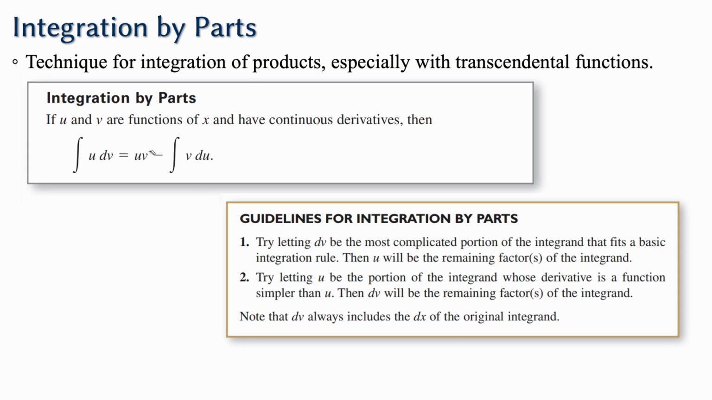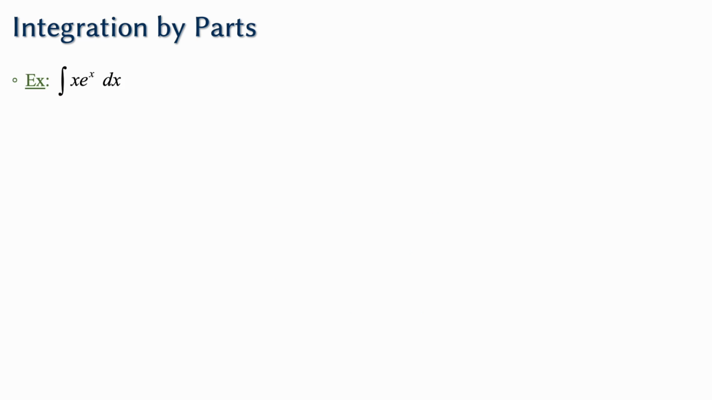Now, one important thing to note: whatever you choose to be the dv will of course include the original dx in the integrand. So when you're looking at the original product, whatever your choice of u is can be it, and then whatever your choice of dv is will be that part of it with the dx that's already sitting there. So let's draw a real basic example so you can see the process.